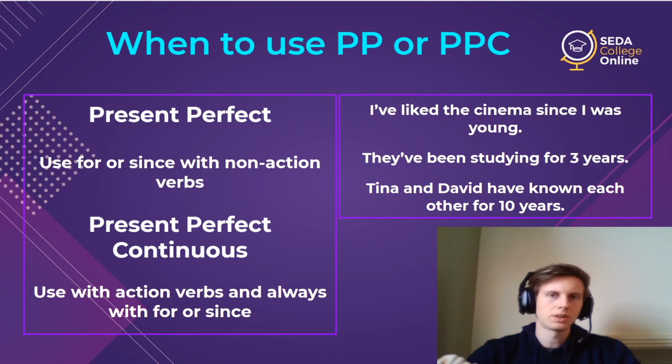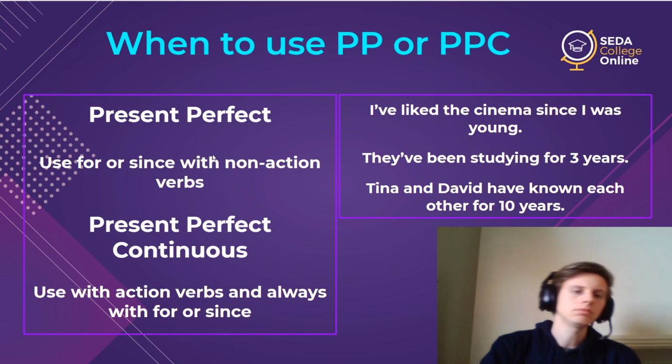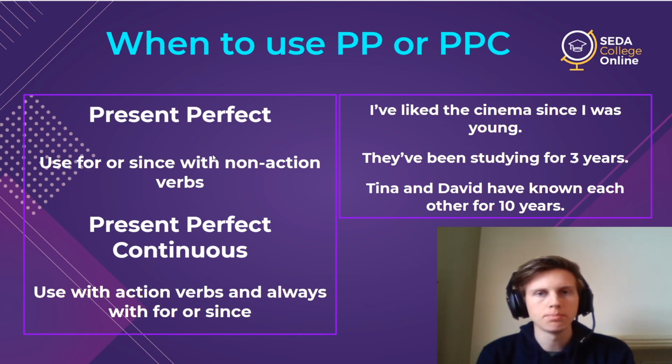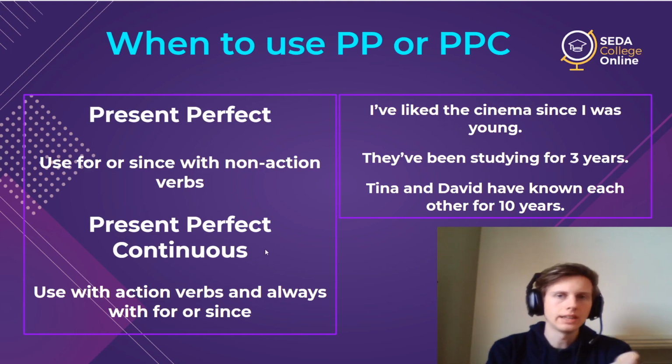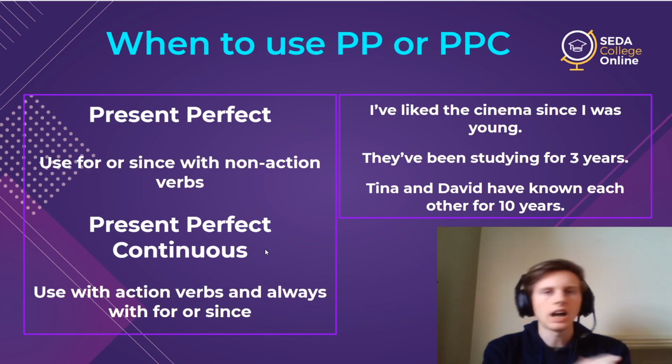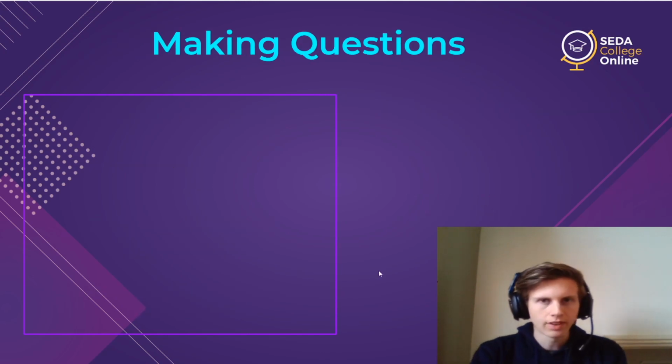Like have, always present perfect, always present perfect for and since. On the other hand, something like jump or eat or sleep, present perfect continuous, always. The 2 exceptions are live and work. Those can be either, no problem.